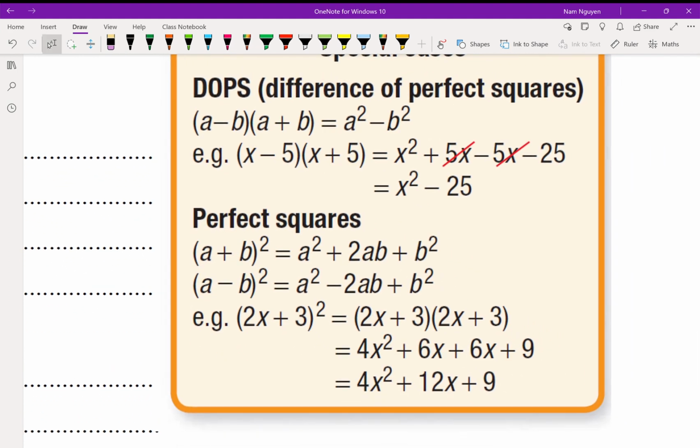With the difference of perfect squares, it's saying if we have something minus something else multiplied by something plus something else, and they are the same somethings, then you can shortcut and just square the separate terms and put a negative sign in the middle. Okay? Or doing the F and L part of FOIL only.